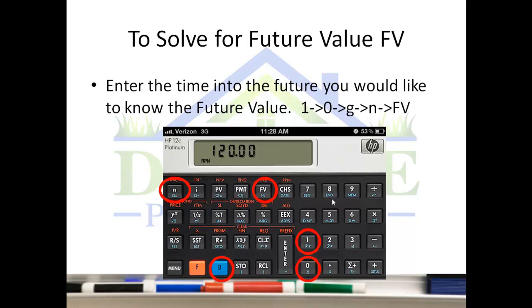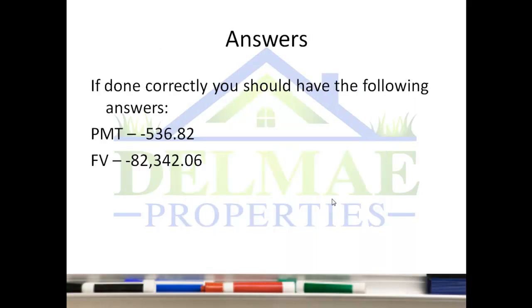Now, to solve for future value, we're going to figure out what the payoff on this loan is 10 years into the future. We enter 10, then G, then N. So 10 times 12, 120 payments into the future. Then we press the FV button, which will give us the future value, or the payoff in 10 years, or what's owed in 10 years. And if we did it correctly, the answer for future value is $82,342.06.